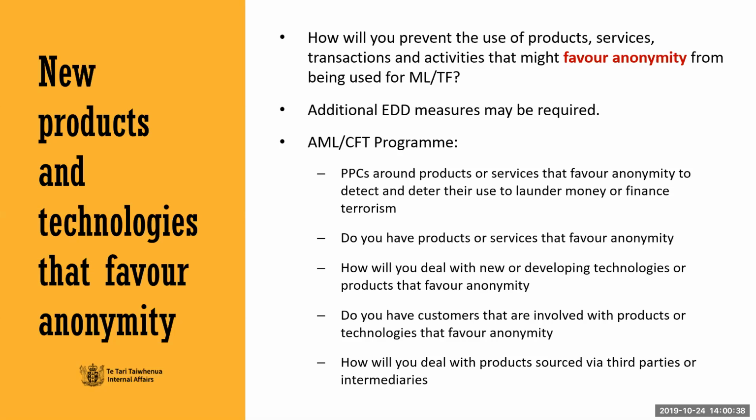For instance, according to the level of risk involved, you should monitor transactions and activities to detect patterns of behaviour that are inconsistent with your knowledge of your customer and the nature and purpose of the business relationship. You should consider, do you have products or services or delivery methods that favour anonymity? How will you deal with new or developing technologies or products that favour anonymity? Do you have customers that are involved with products or technologies that favour anonymity? And finally, how will you deal with products sourced by third parties or intermediaries?